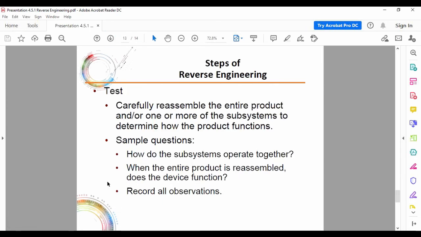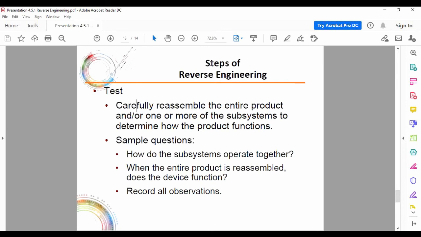At this point, it should sound kind of redundant as we go through some of these questions, because the entire time you're thinking about what is going on, what are the processes, what are the systems, what are the subsystems, how do they all interact? Secondly, we're way past secondly at this point. Next step is that you test. You carefully reassemble the entire product and/or one or more of its subsystems to determine how the product functions.